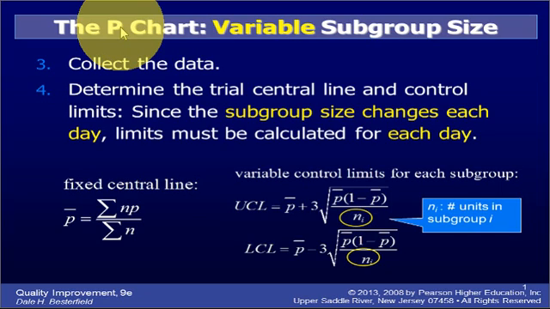The procedure of constructing the p-chart with constant subgroup size is very much alike the procedure for the X-bar chart and R-chart. On the other hand, for the p-chart, we can have variable subgroup size. So that means you can have different numbers of units that you draw in different subgroups.